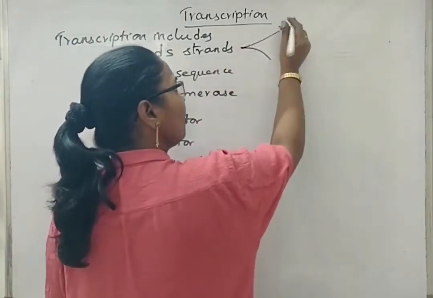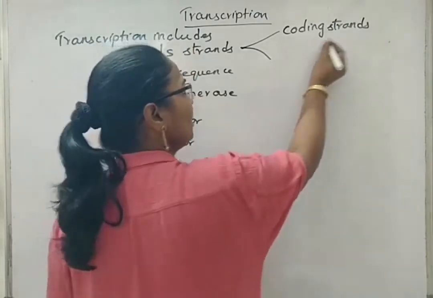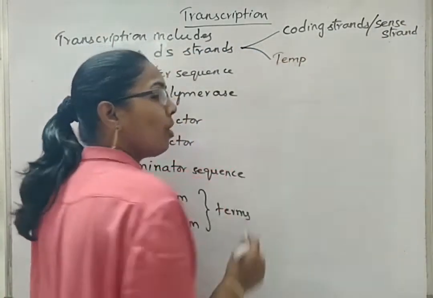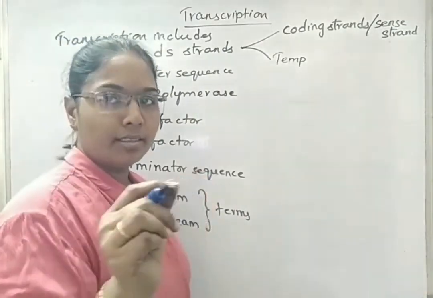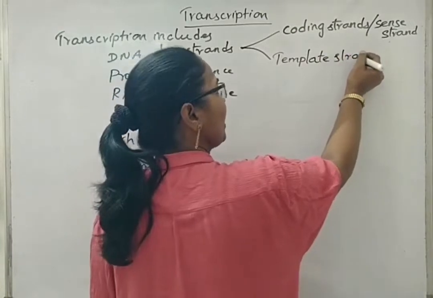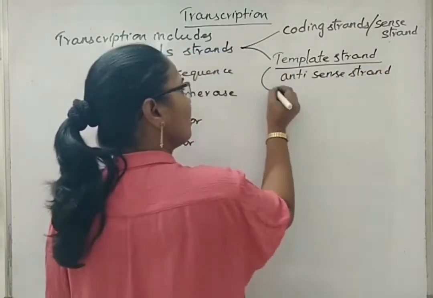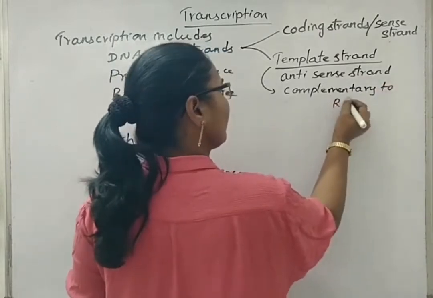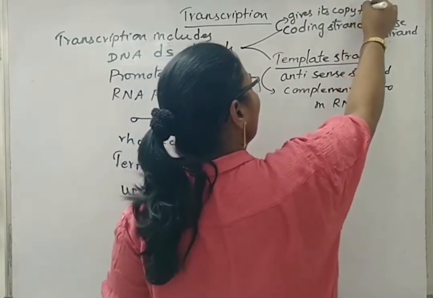DNA strands are of two types, that is coding strand which gives its own copy for synthesis of mRNA. It is also called as sense strand. Now, another one is template strand on which mRNA is synthesized, and template strand also called as antisense strand. Template strand nitrogen-based sequence are complementary to that of newly formed RNA sequence. Template strand, this is also called as antisense strands. This is complementary to newly formed RNA or complementary to mRNA. This coding strand gives its copy to mRNA.